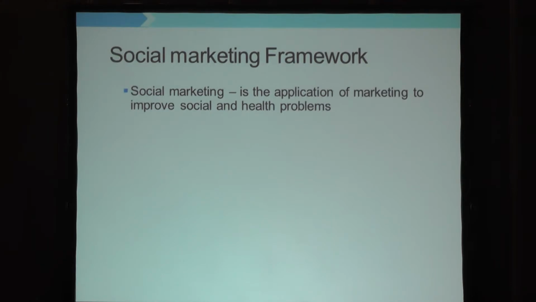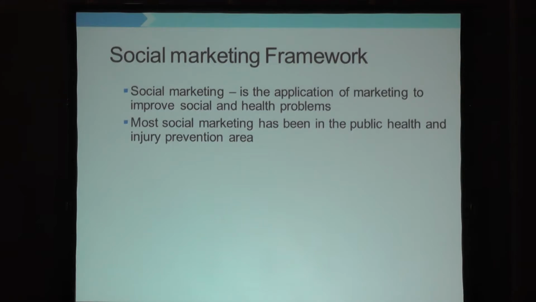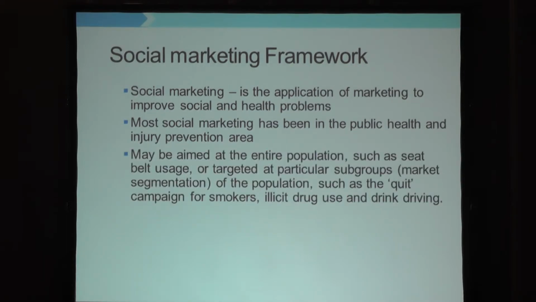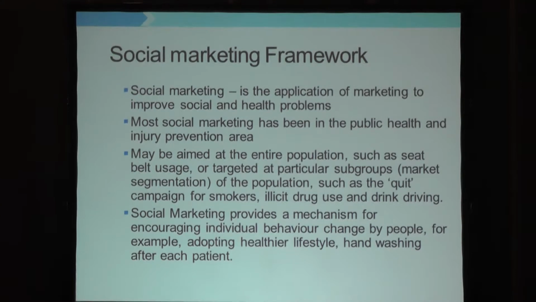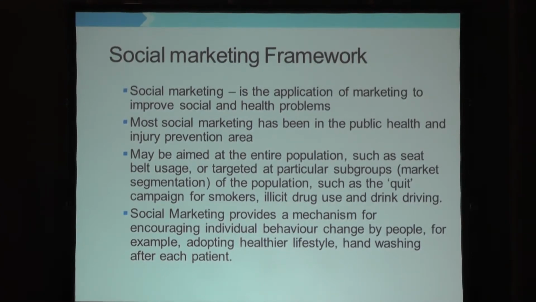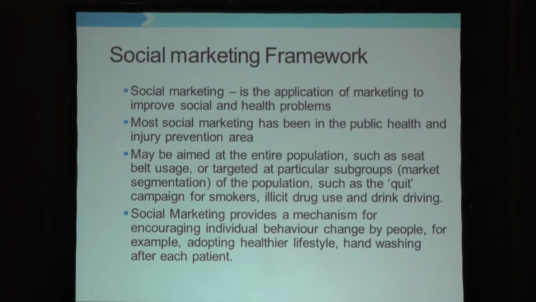And so it's really applying those principles. Social marketing is applying marketing principles to improve social and health problems. In many areas it's been about injury prevention, smoking cessation, or reducing alcohol consumption. It could be aimed at an entire population, like road safety and seat belts. So it's been used in a variety of settings. Social marketing provides a mechanism for encouraging individual behaviour, making individuals aware and influencing their behaviour.